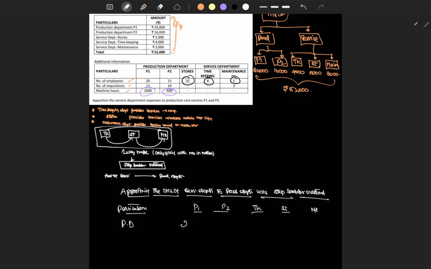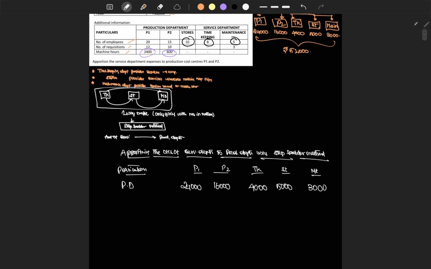Distribution, which is 24,000, 16,000, and timekeeping is 4,000, stores is 5,000, and 3,000 is from maintenance department. Just plug the figures here and let's take one by one department.